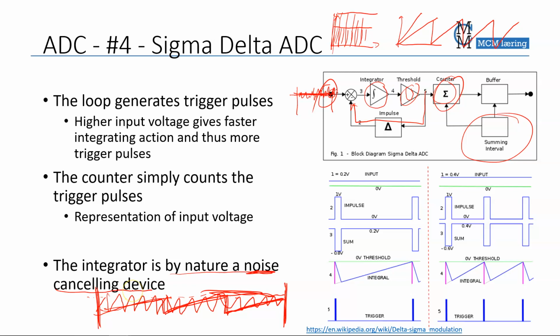So therefore we can use this for higher resolution converters. But on the other side, the conversion takes quite a long time here. So it's a slow converter.